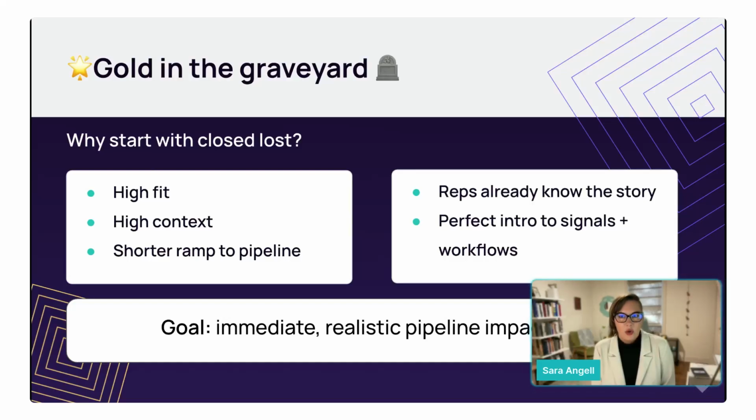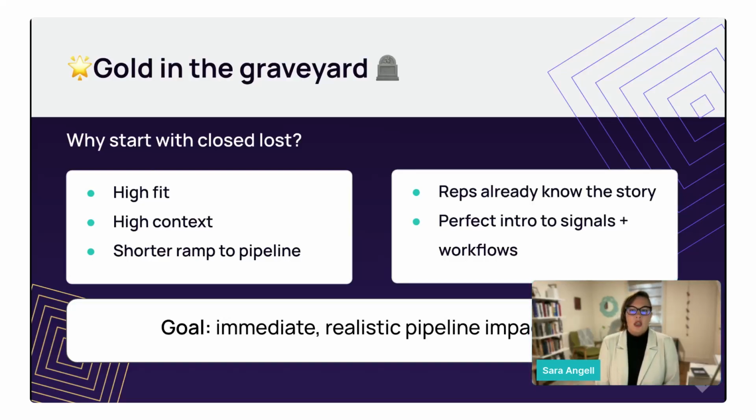So you already have the story: why you were there, why this opportunity was there, what stalled, what happened there, who the champion was or who they weren't, who the blocker was. So tactically speaking, this is one of the fastest paths to short-term pipeline.